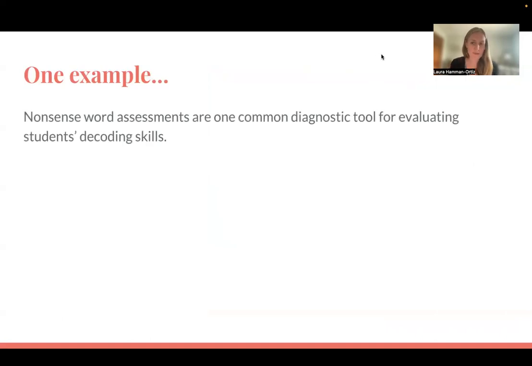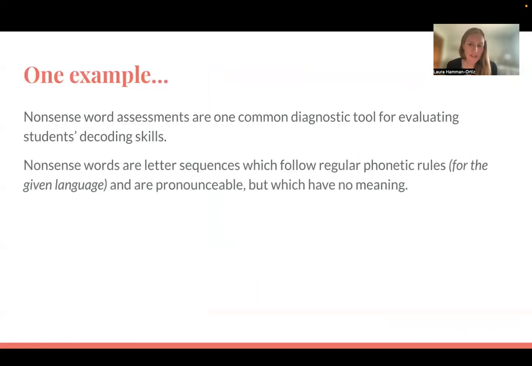And here's just one more example from a reading stance. One assessment that's commonly used as a diagnostic tool for evaluating the student's ability to decode, or their ability to match a sound to a symbol, so looking at the letter B and being able to identify that letter sounds like B, is a nonsense word assessment. So nonsense words are letter sequences that follow regular phonetic rules for the language that you're assessing them in, and they're pronounceable, but they have no meaning. So in English, some nonsense words might be buff, zim, and chog. Struggling with the nonsense words too.